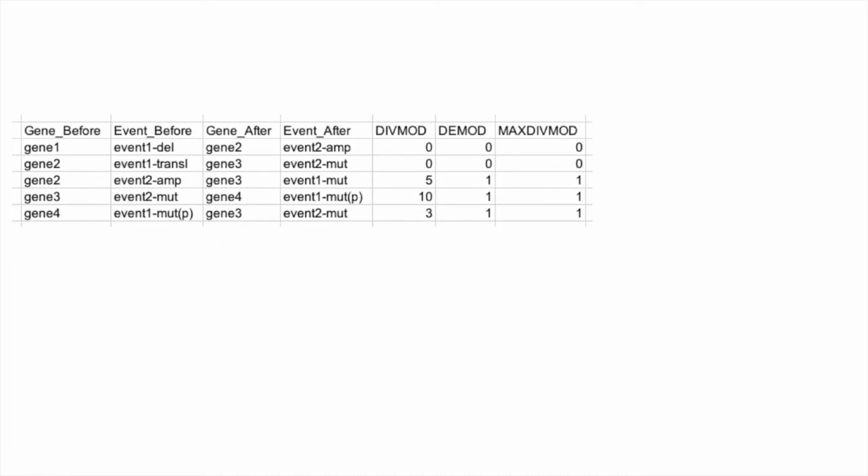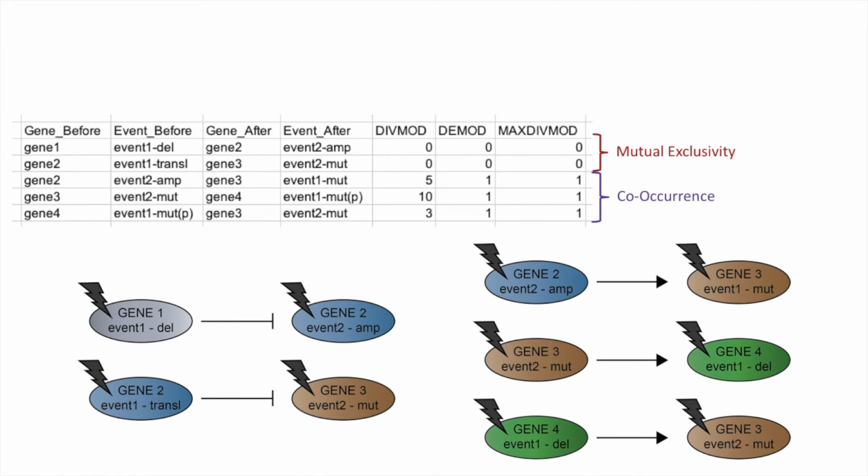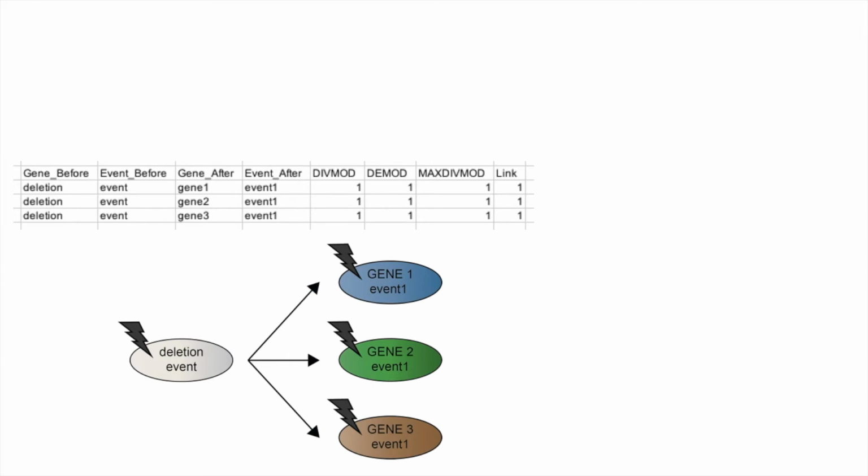Also, you can set the impact of the probability of division, probability of death, and maximum number of divisions per cell for this interaction. Through this interaction table, it is possible to model mutual exclusivity, in which an event has reduced impact on the fitness if a given event occurred previously, and co-occurrence, in which a given event has an increased impact due to the occurrence of a previous event. This table also allows the modeling of copy number variations, in which an event affects more than one gene.